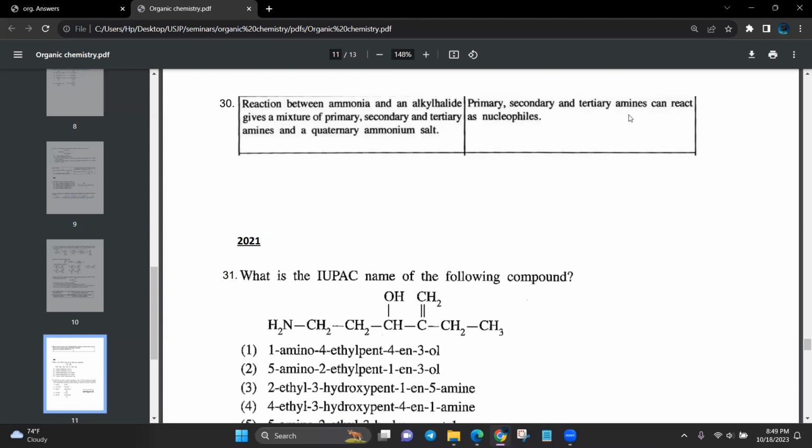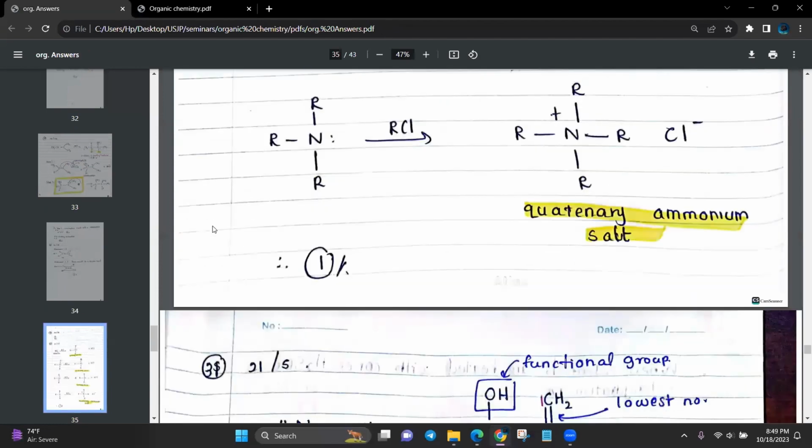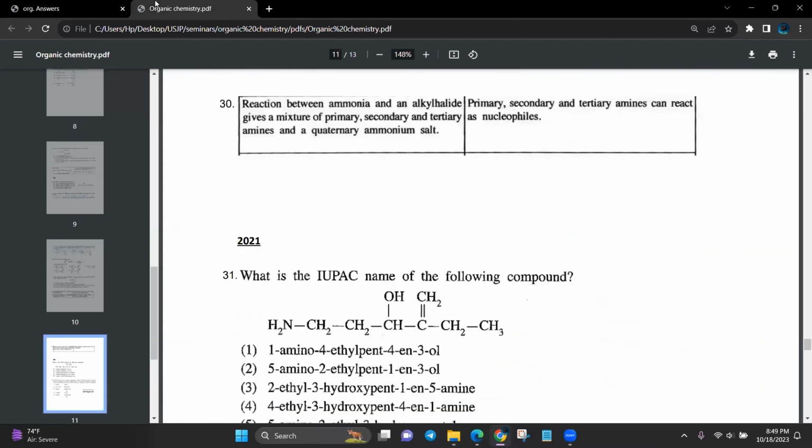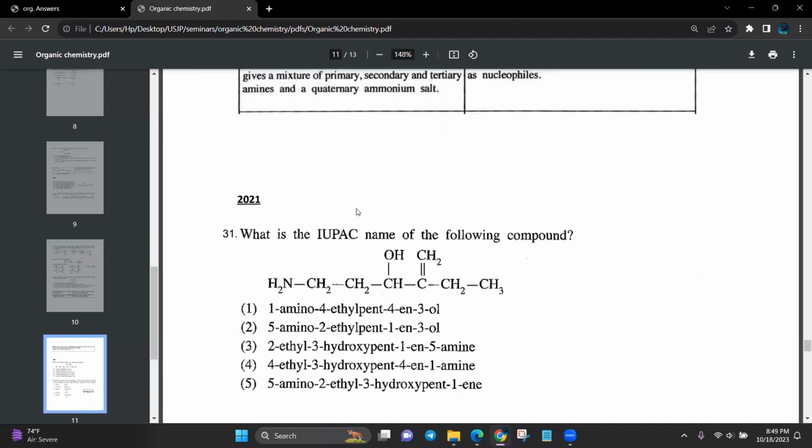Primary, secondary, and tertiary amines can act as nucleophiles. That is correct, no, because they are having a lone pair. They can act as nucleophiles. So that is a correct statement. So both statements are correct, which means what is the answer? Number 1. Right? Okay.